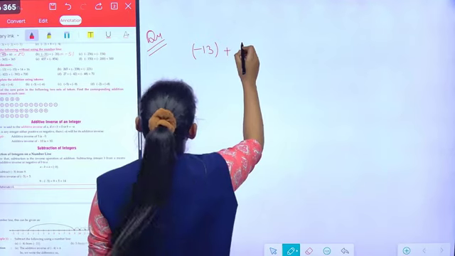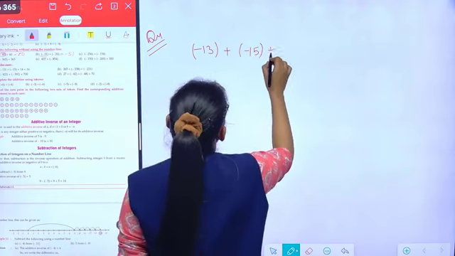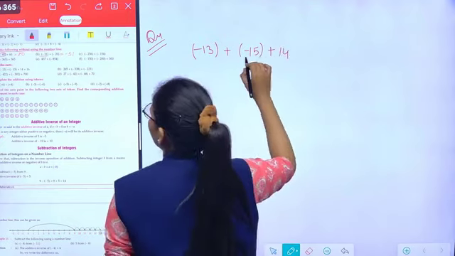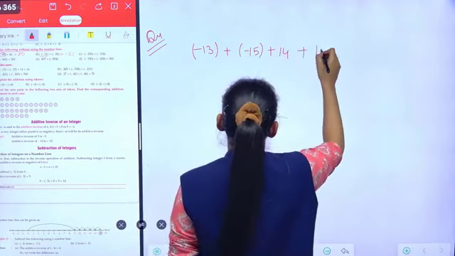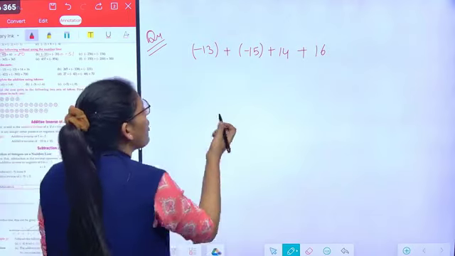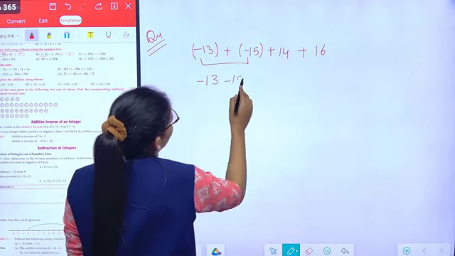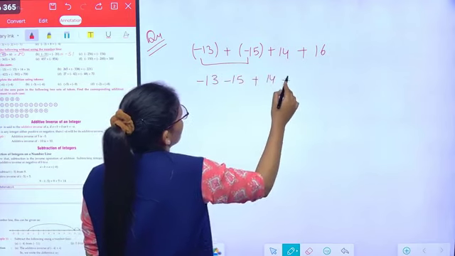plus minus 15 plus 14 plus 60. You can see here. Now class हम common sign को पहले हम करते हैं. Now minus 13 minus 15 plus 14 plus 60.